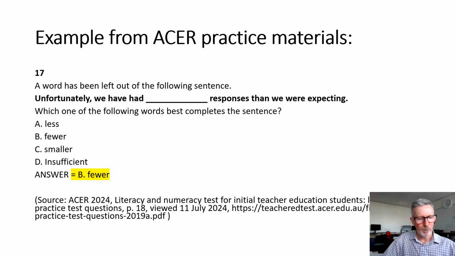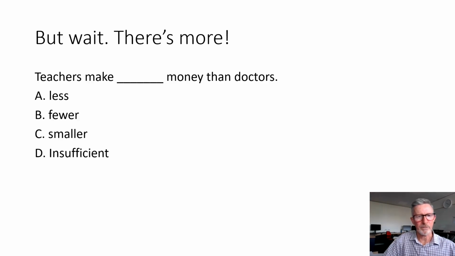Fewer if it's a plural countable noun, less if it's uncountable. For uncountable nouns, I haven't really seen them in LANTITE practice materials, but the one that would be most obvious is money. It's a famous one. It's uncountable. Because it's uncountable, we have to say less money.